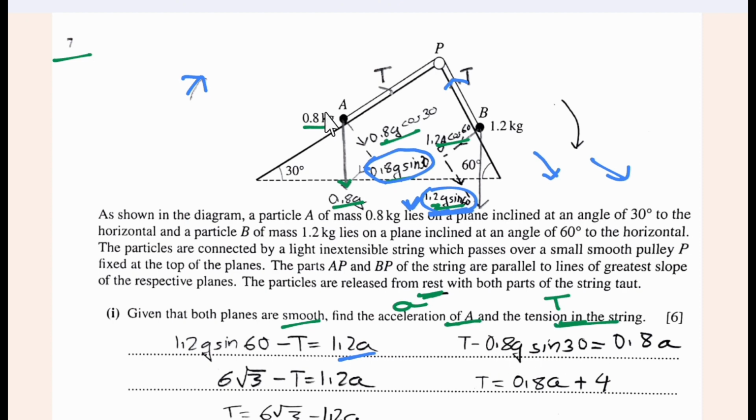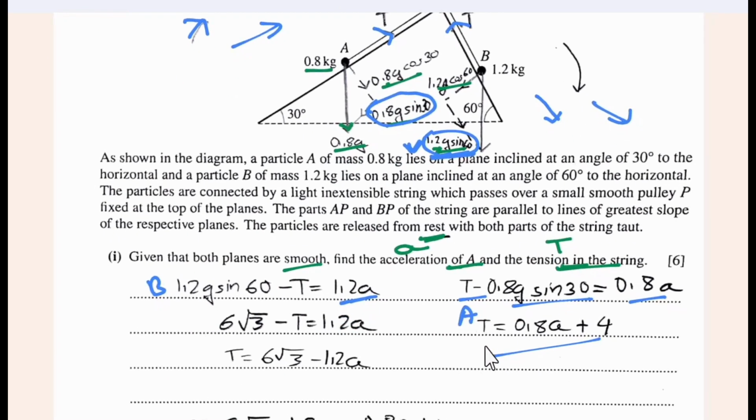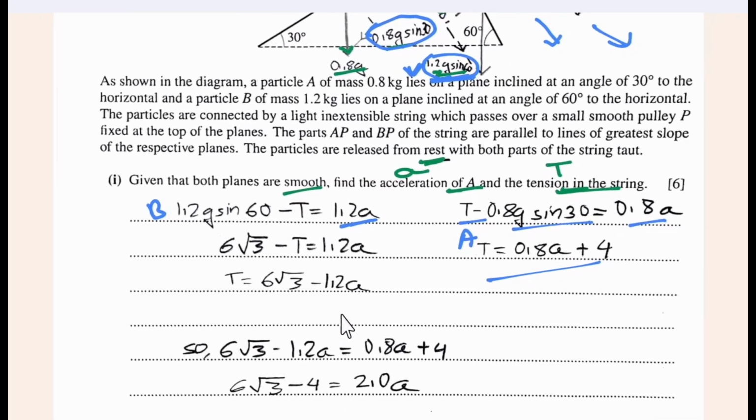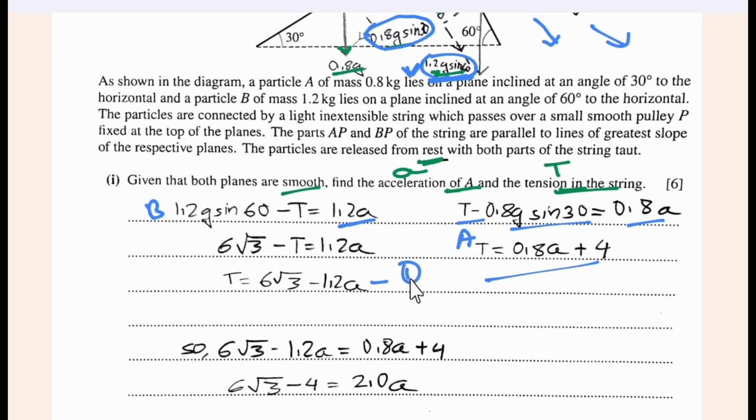Also for particle A, the forward force, since particle A is moving upward, is tension. So tension minus the backward force, that is 0.8 g sin 30, is equal to mass into acceleration. So the second expression, that is the first expression for B and the second expression for A. So we equate the two values of tension. Now we just need to solve it simultaneously.